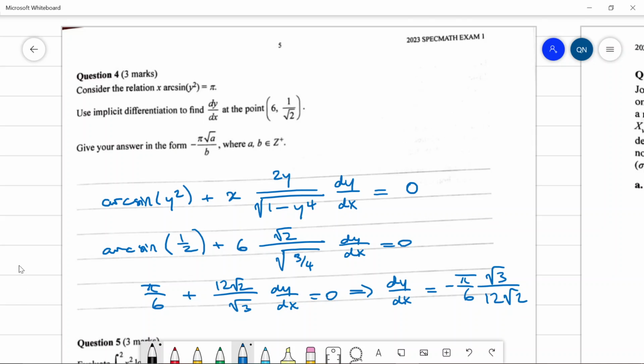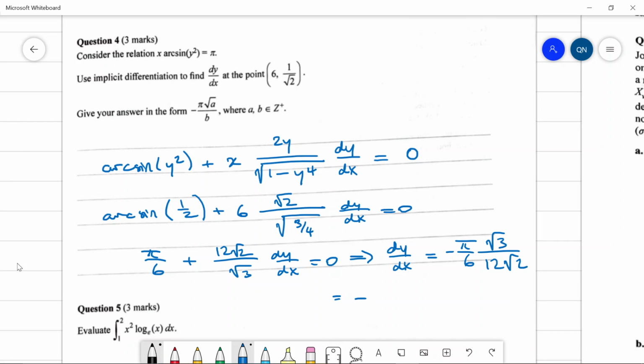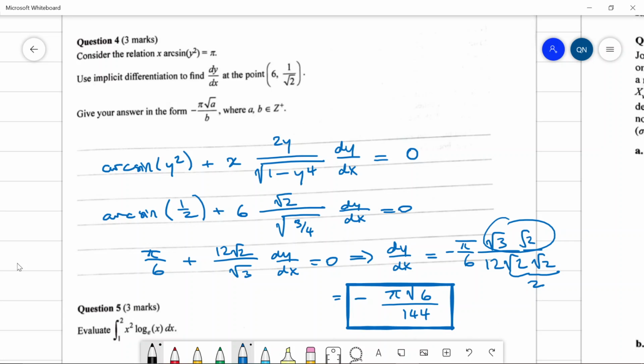And what does that simplify to? It simplifies to negative, can we cancel anything? So 6 times 12 is 72, probably. And we can rationalize the denominator here, so let's multiply by root 2 on root 2, and this will be a 2 here. Okay, and we have a root 6 at the top, so negative pi square root of 6 divided by 6 times 12 is 72, times 2 is 144. Yeah, I'll go with that as the answer. It's in the correct form though. Hopefully I did implicit diff correctly.